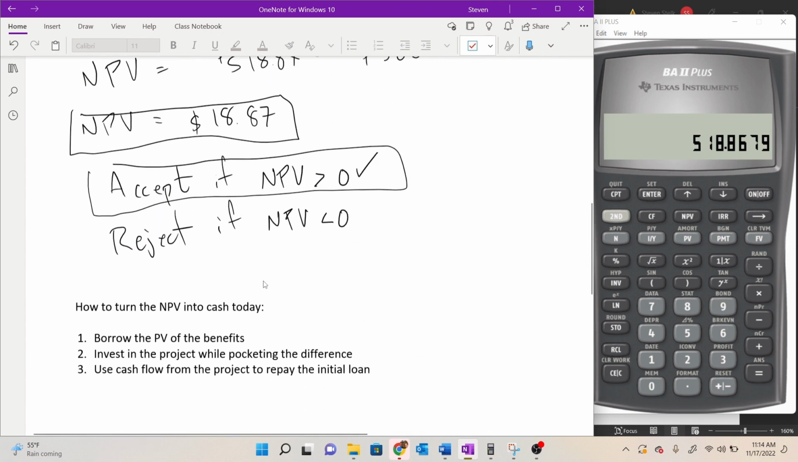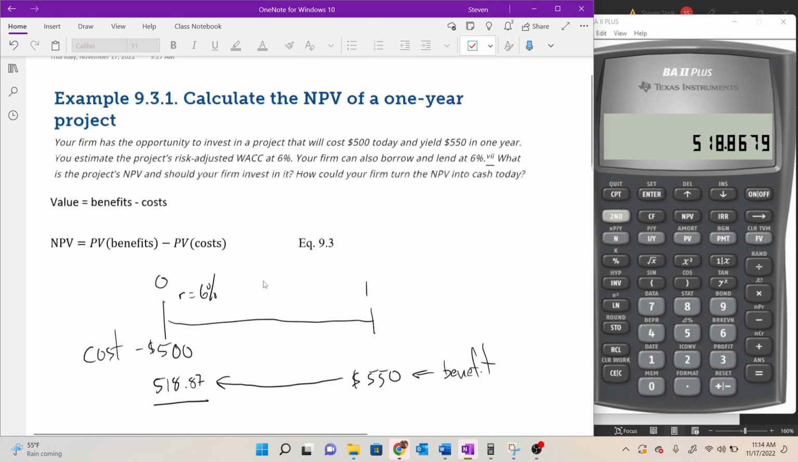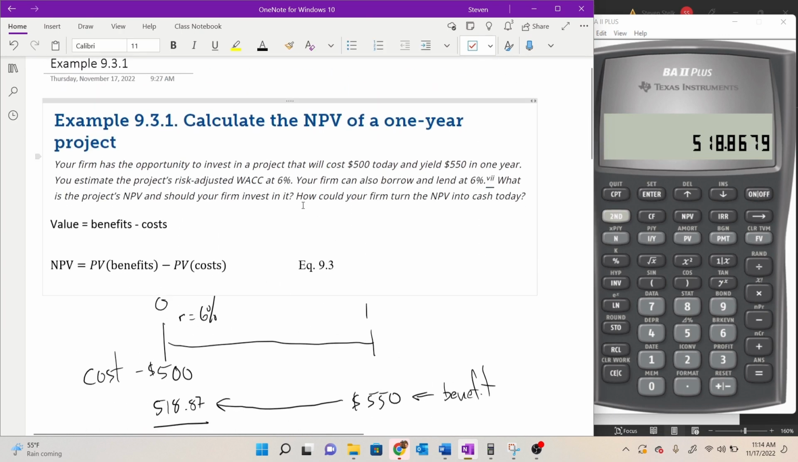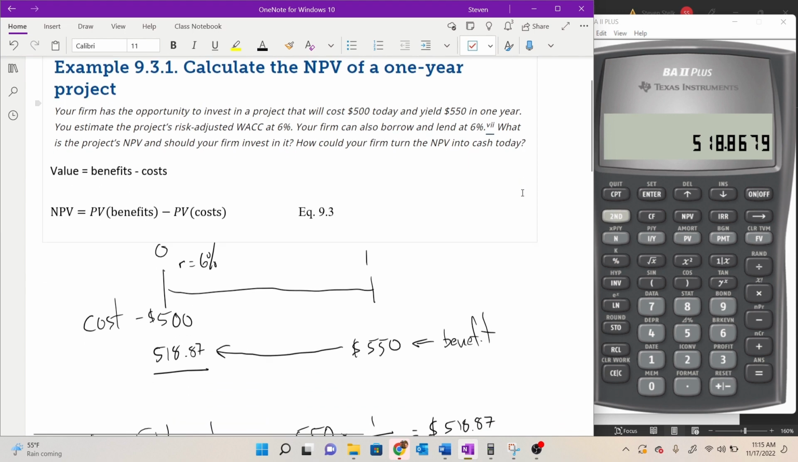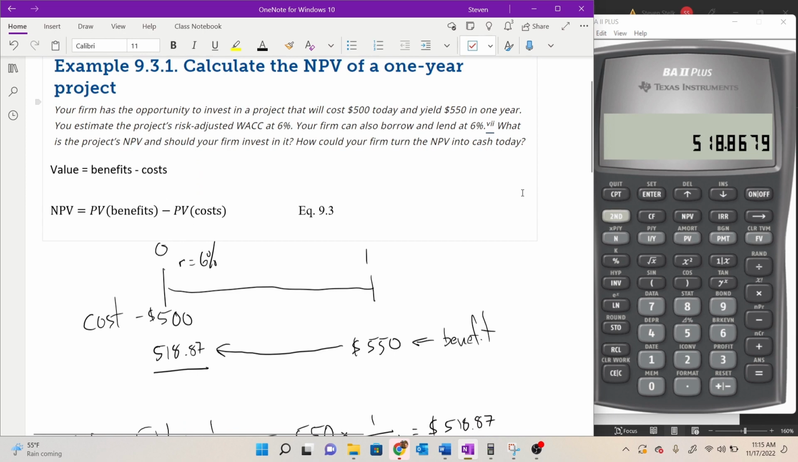Now, there are a lot of simplifying assumptions we made here. One is that we can both borrow and lend at 6%, right? So our weighted average cost of capital is 6%, and we could also borrow and lend at that rate, so we just had the one discount rate to work with, whether we were going forward or backwards in time. That's just to make the math a little bit simpler and have fewer moving parts.